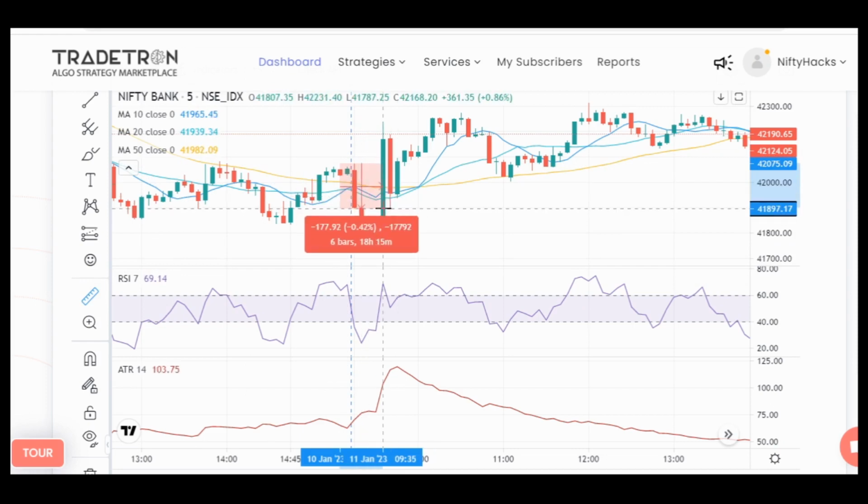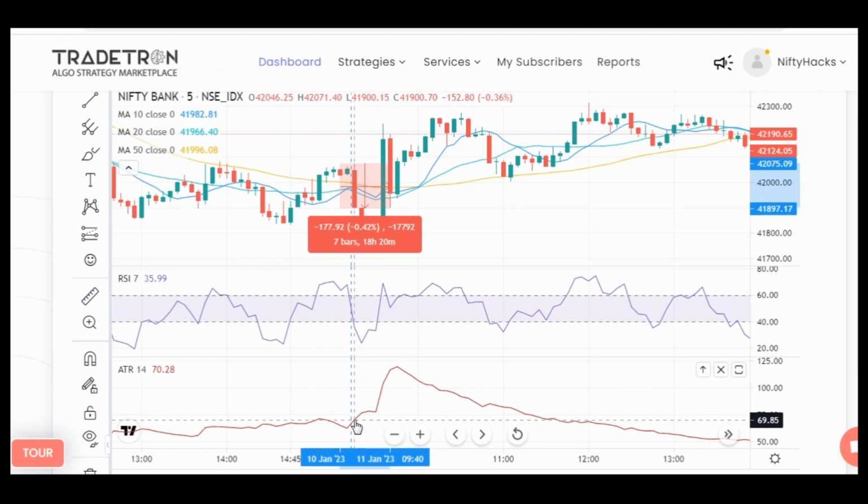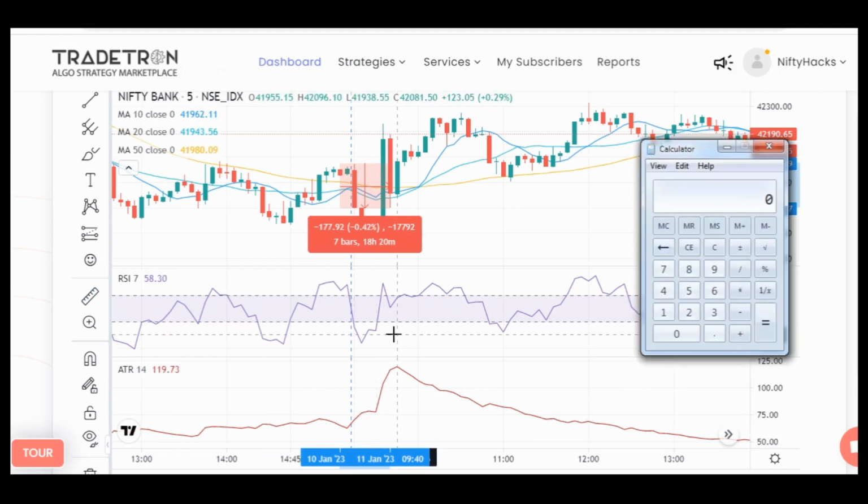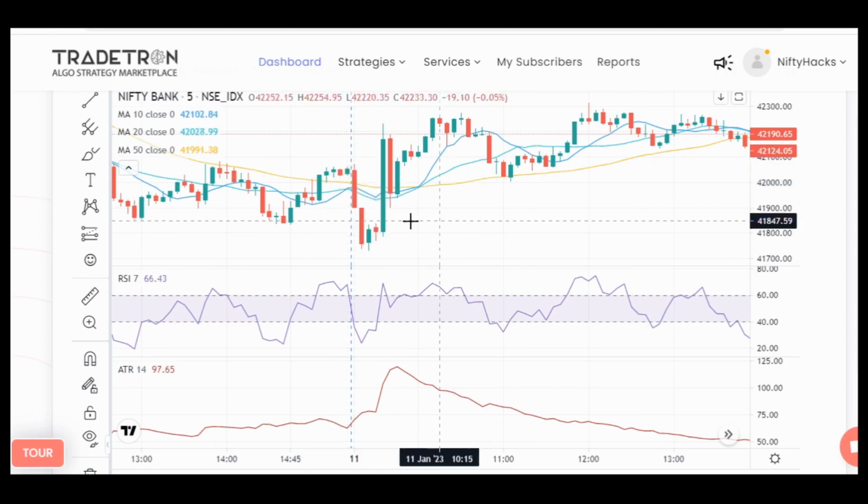So let's measure that. The range comes to around 177 points, and ATR at that time is 70 points, right? You can see here. So let me multiply 70 into 2.3. So 161. So our SL condition didn't fulfill as per our modified ATR version. That's why we didn't do any short trade here, right?